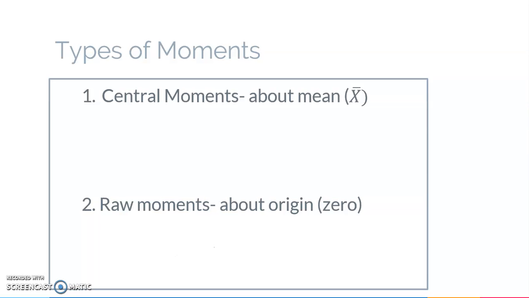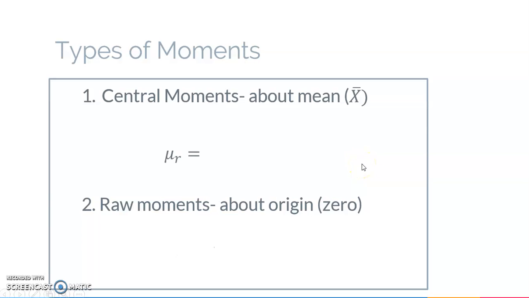There are two types of moments. The first is central moment and the second one is raw moment. Central moment is moment about the mean and raw moment is moment about the origin. Now let us derive formulae for both.